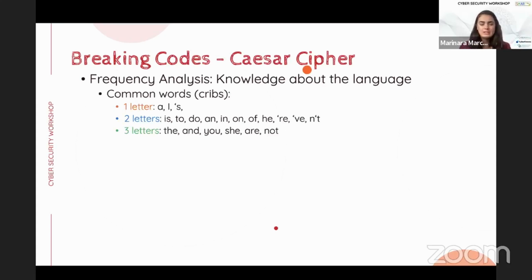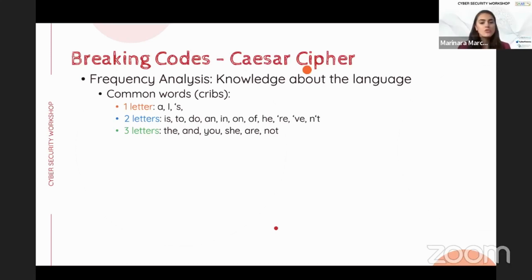So here are a few examples. We're going to be looking for common words. These words are called cribs. It's another term for them. They're words in English that we use all the time. So we have a few one-letter words like a, I, or sometimes we have apostrophe s to indicate is, for example, or when it's someone's thing, we have the apostrophe s there as well.